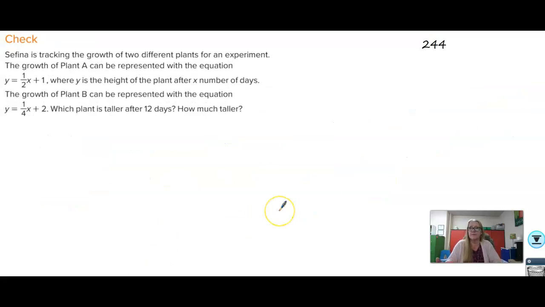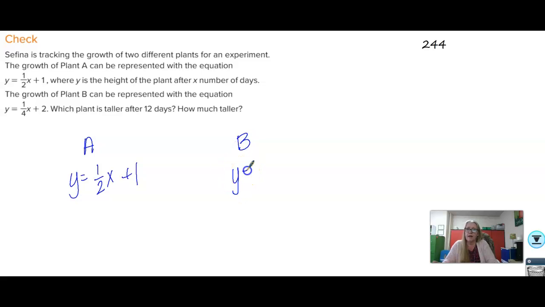Okay. And now we have another word problem for a check. Safina is tracking the growth of 2 different plants for an experiment. The growth of plant A can be represented with the equation y equals 1/2 x plus 1, where y is the height of the plant after x number of days. Plant B can be represented with y equals 1/4 x plus 2. So you can see that this plant is actually growing faster than plant B. But this plant started out behind plant B. Plant B started out taller.